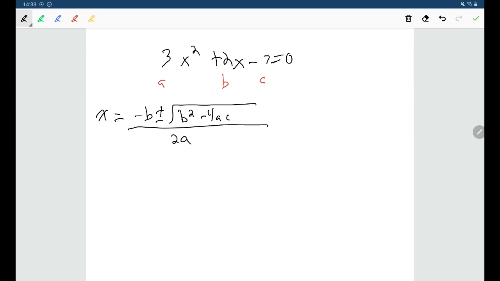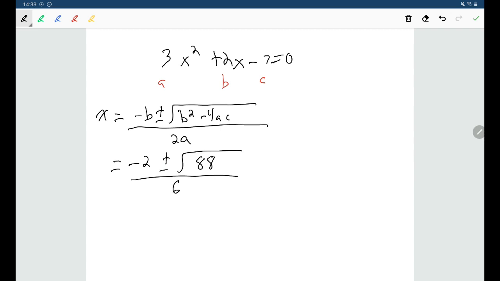Now, conveniently enough, we already calculated the discriminant, and we found that that was 88. So we already know what's going inside of our square root. What's going to go inside of our square root is 88. And then for the next two parts, negative b, since b is positive 2, negative b is negative 2. And 2 times a. A is 3, so 2 times a is 6.